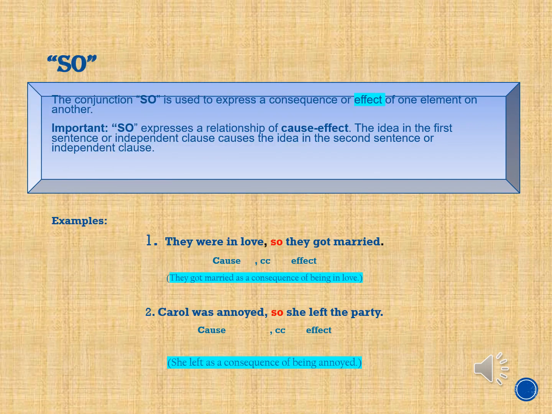Okay, so now we're going to take a look at our coordinating conjunction "so." The conjunction "so" is used to express a consequence or effect of one element on another. Important: "so" expresses a relationship of cause and effect. The idea in the first sentence or independent clause causes the idea in the second sentence or independent clause.